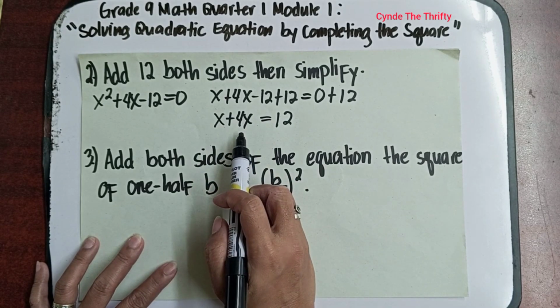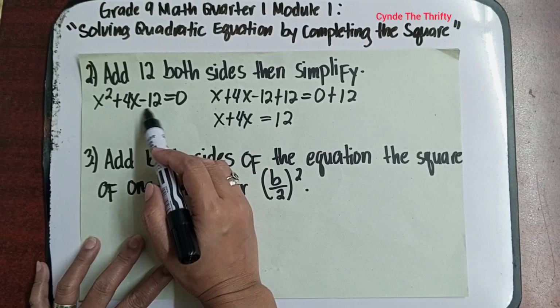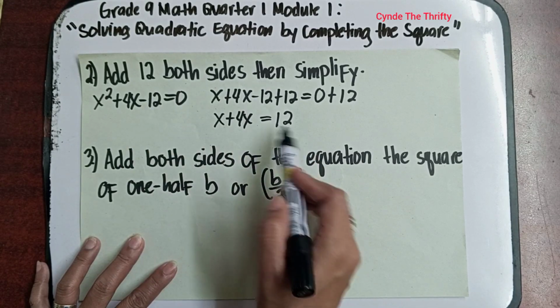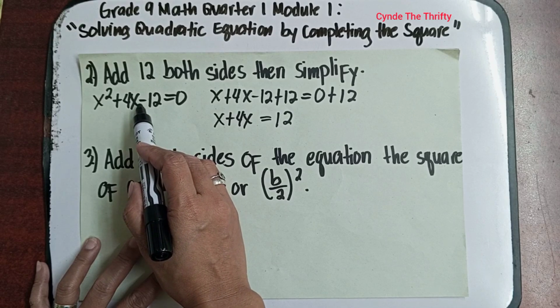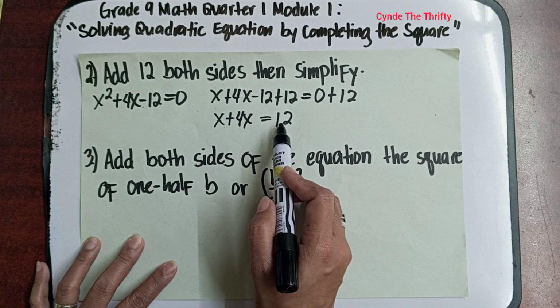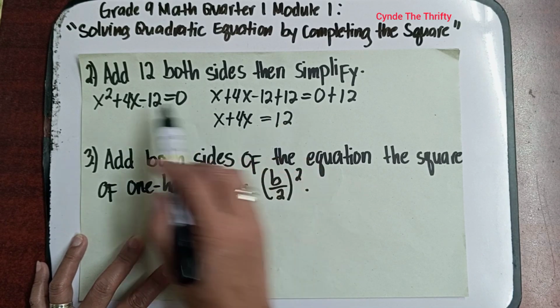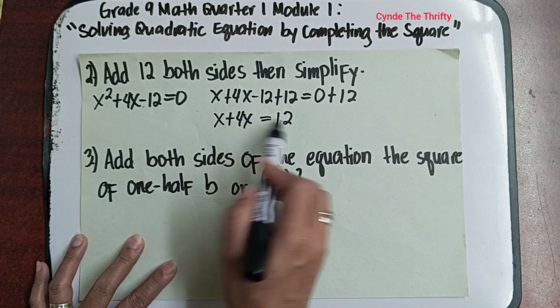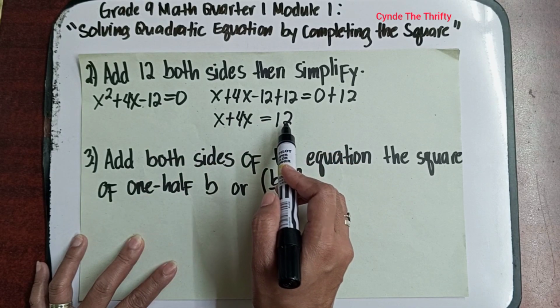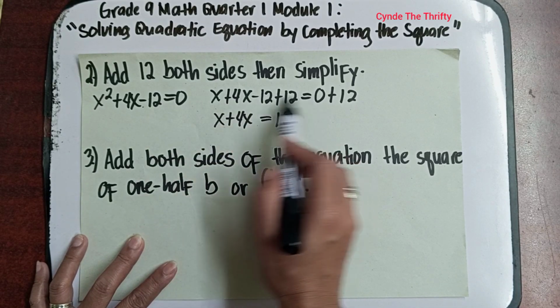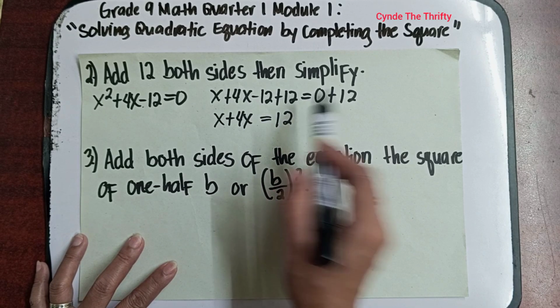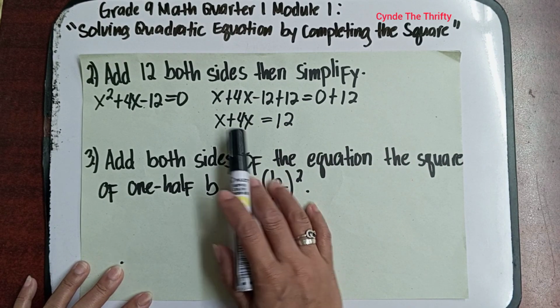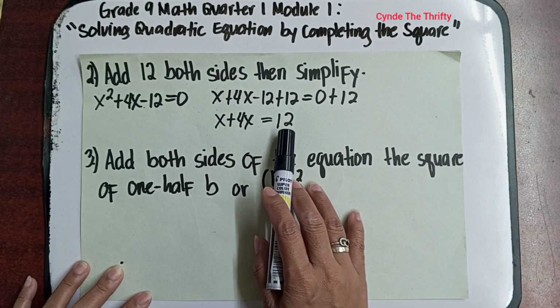Gaya nga ng sabi ko, itong ating constant, simply ilipat lang natin siya sa kabilang side. At kapag nilipat natin siya sa kabilang side, dahil negative siya, magbabago ang kanyang sign. Kaya naging positive 12. Okay, so para hindi kayo malito, pwede na kayong dumiretso sa ganito. Ilipat niyo siya sa kabilang side. Pero of course, ito yung tamang explanation: this is addition property of equality. Ito na yung bagong equation natin: x squared plus 4x is equal to 12.